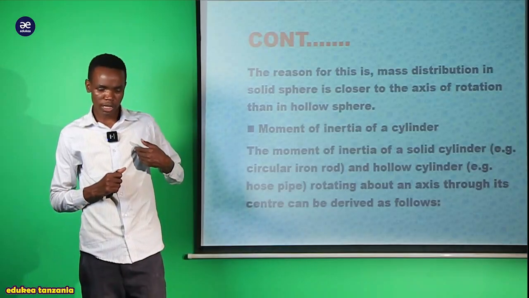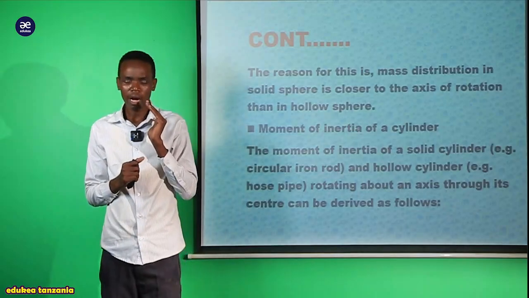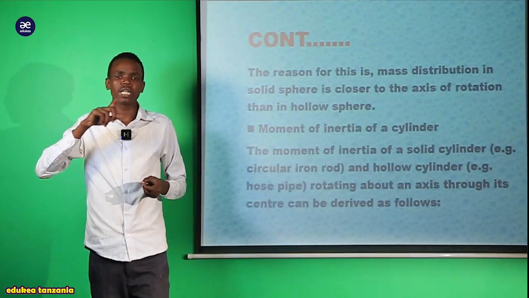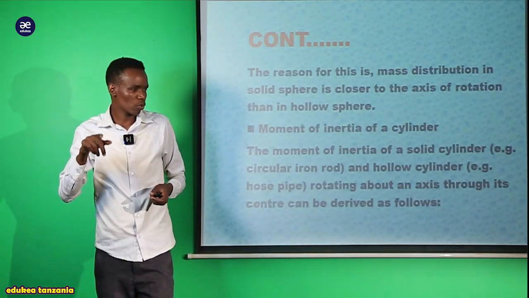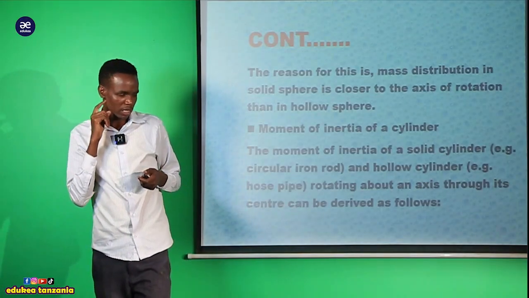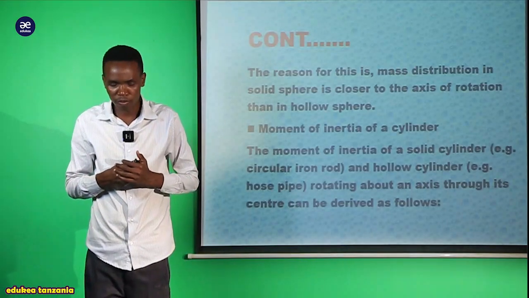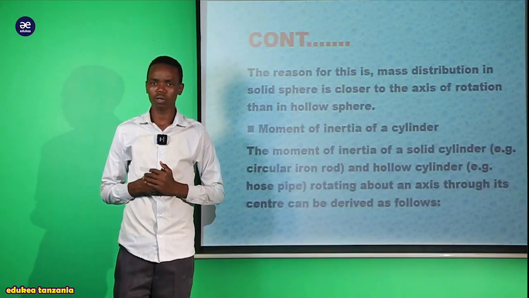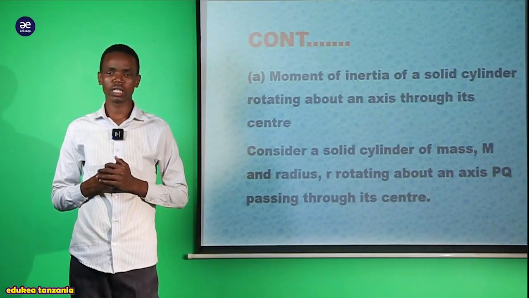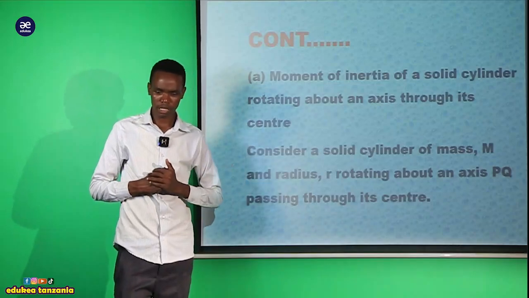Now we are going to see how this solid cylinder and also the hollow cylinder rotate on an axis through the center. How can it be rotated on an axis through the center? It can be derived by using the following steps. There are two methods that we are going to consider in order to derive the moment of inertia for this cylinder.